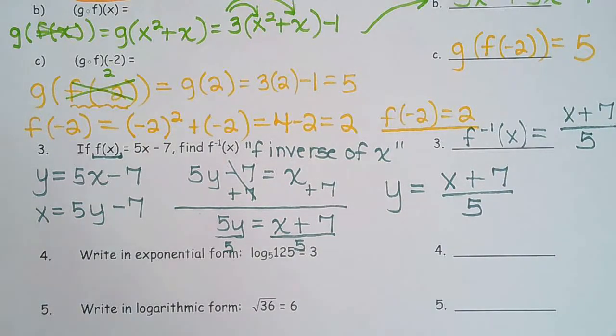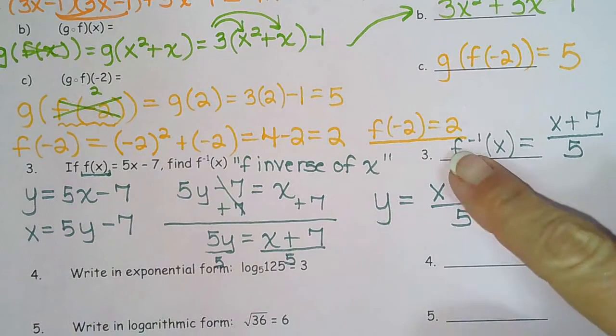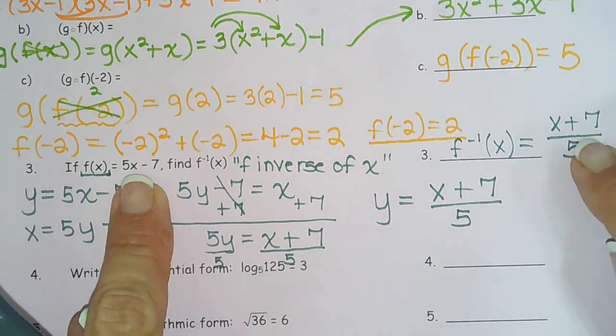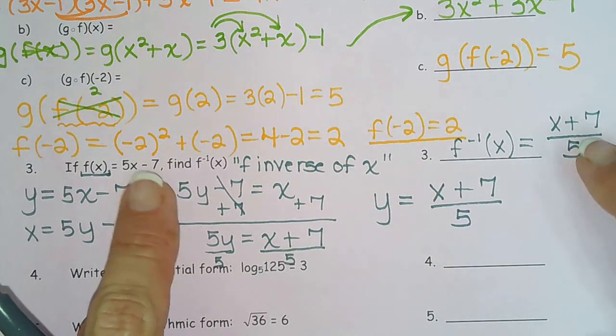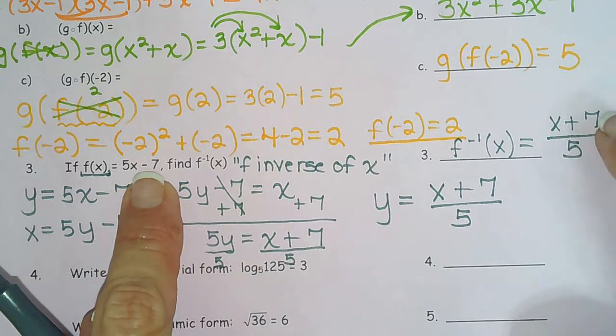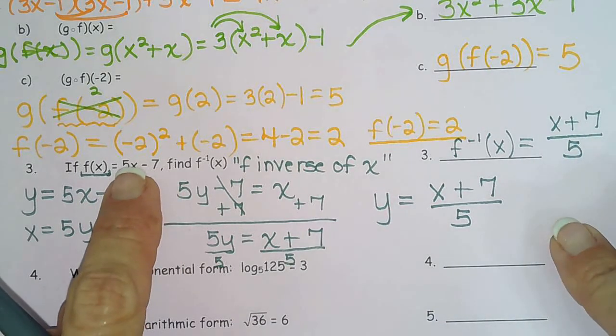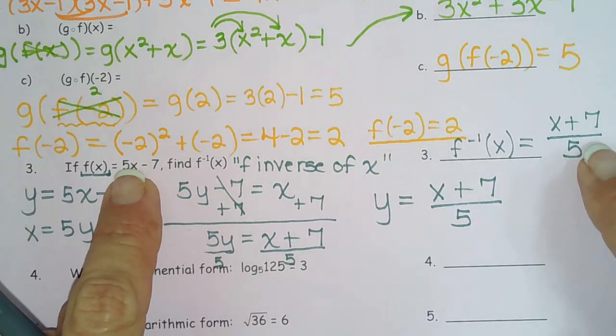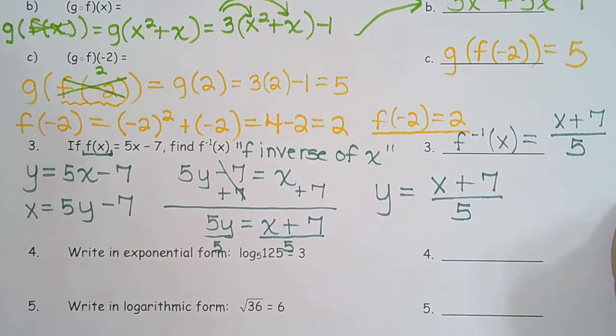And that is my answer. And that shows the reader that's the inverse of our original function. And you can see this one's minus 7, this is plus 7, this is times 5, this one's divided by 5, so they are inverse operations.